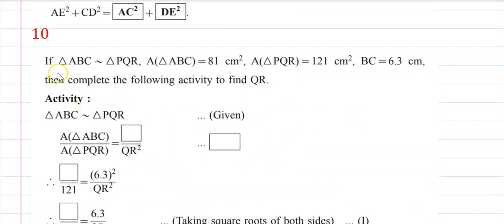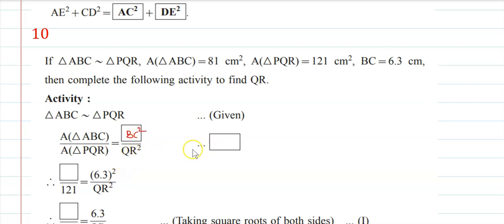Now the next. If triangle ABC is similar to triangle PQR, area of triangle ABC is 81 centimeter square, area of triangle PQR is equal to 121 cm square, BC is equal to 6.3 centimeter. Then complete the following activity to find QR. Activity. Triangle ABC is similar to triangle PQR. This is given. Area of triangle ABC upon area of triangle PQR is equal to, here it is QR square, so here BC square.